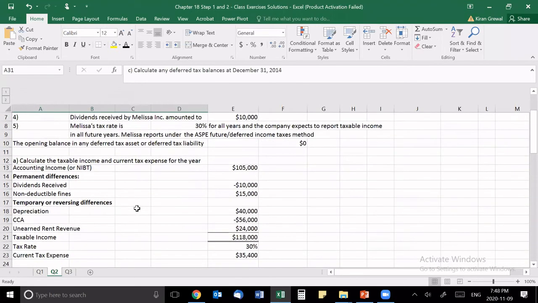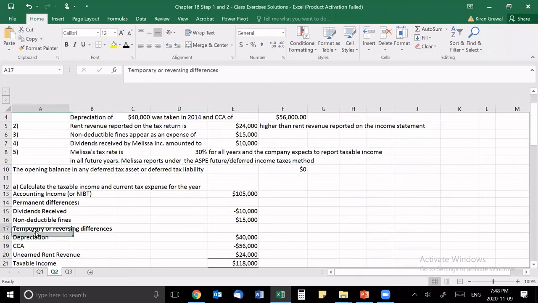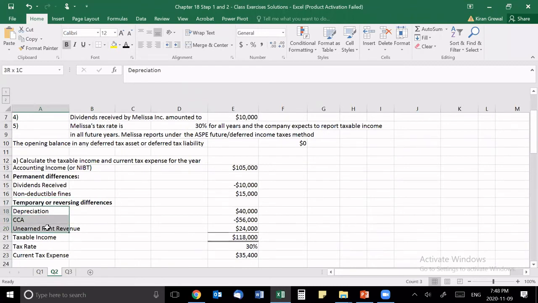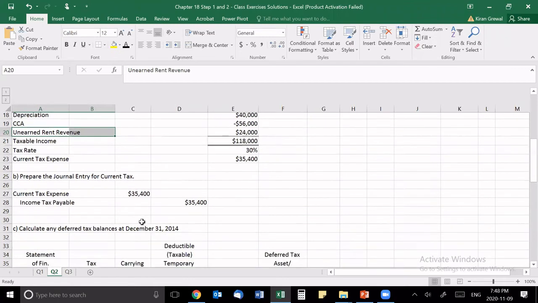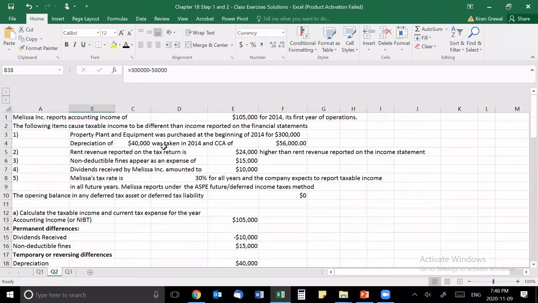So what we want to do is look back at this example and go to our temporary differences, and we notice that we did have a temporary difference for depreciation CCA and for unearned rent revenue. Okay, so depreciation CCA, that's going to be your property, plant, and equipment, or your capital asset. So if we look at that, we have to figure out what our UCC is and what our carrying amount is. Okay. So if we go back up to the question, it says that property plant was purchased in the beginning of the year, beginning of 2014, for $300,000.